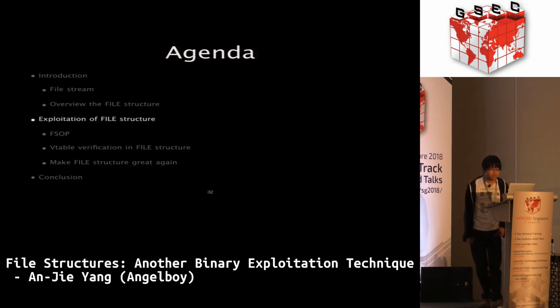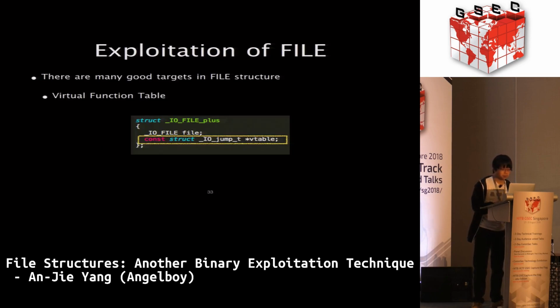Next part is the exploit part. I will tell you how to use the file structure to exploit a binary. There are many good targets in the file structure. The best one is the virtual function table. If we can control the vtable, then we can control the flow.